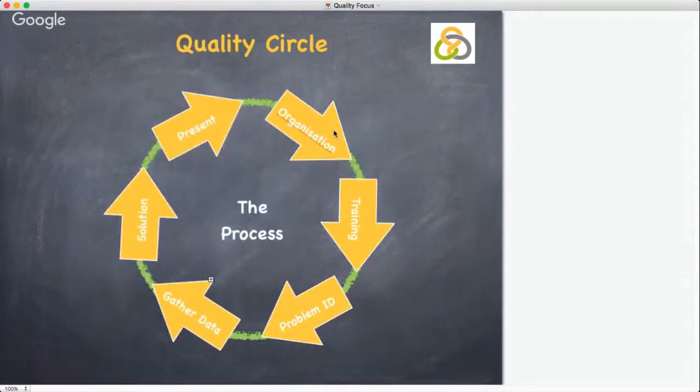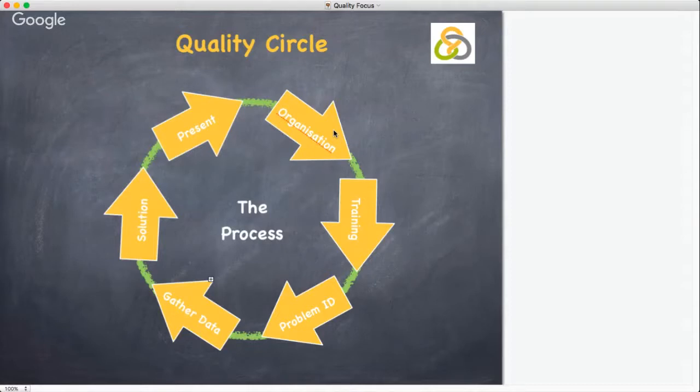Firstly, the organization needs to buy into the quality circle process. Training needs to be given, as previously discussed. Problems need to be identified. Data needs to be gathered, and then solutions resolved from that prior to the presentation for the senior management. Quality circles has limitations in that most serious quality problems arise in processes and activities that involve more than one department or function.